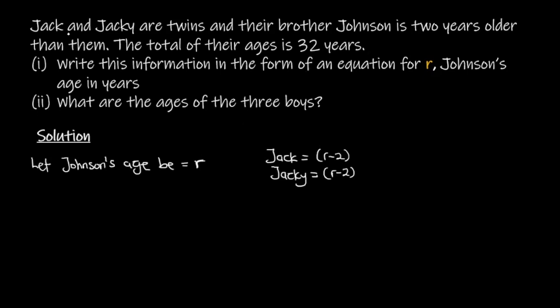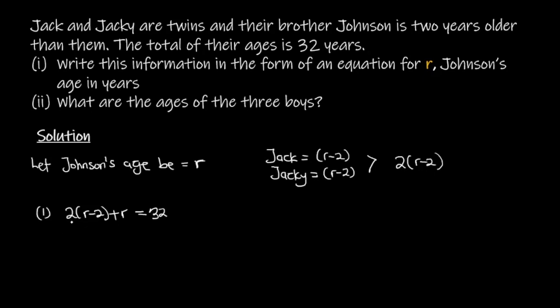Now remember, we are saying Jack and Jackie are twins, so it means 2 times their age. So we can rewrite Jack and Jackie's age as 2 into bracket R minus 2. So our equation will be equal to twice the age of Jack and Jackie, which is R minus 2, plus the age of Johnson is equal to 32. Since they are twins, we multiply their value by 2. Or we can just add them, which will give us 2R minus 4 either way.